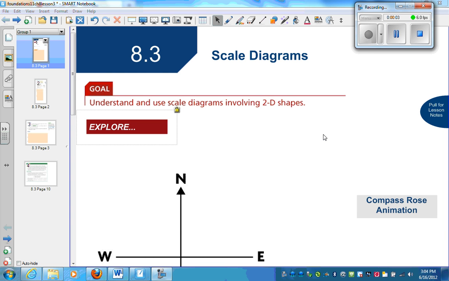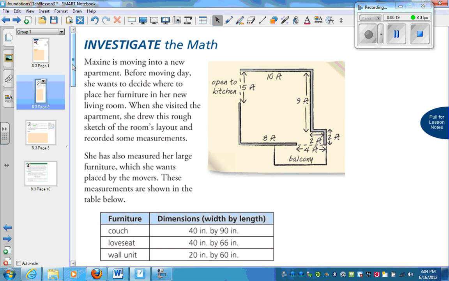Section 8.3, scale diagrams. This section might be a little difficult because I can't demonstrate that well over a video how to actually draw this and take out a ruler. But you are going to be needing to use rulers and drawing things in this section. Okay, let's look at this example.